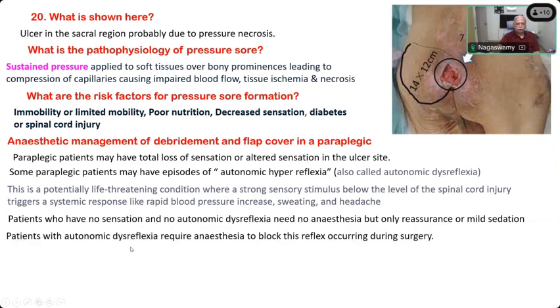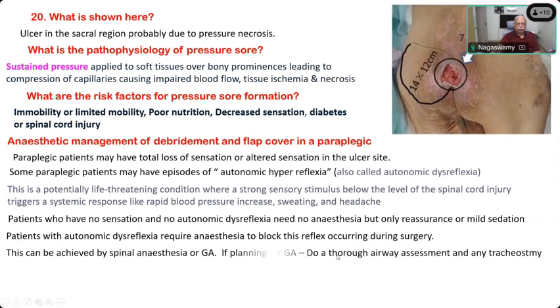But patients with autonomic dysreflexia, with a history of a sudden rise in blood pressure, headache, sweating episodes, they require anesthesia to block this reflex, which can occur during surgery. So this can be achieved by spinal subarachnoid block. You may be wondering, already patient is paraplegic. Is it safe to give spinal? Yes, you can give a spinal subarachnoid block even in a paraplegic patient to block mainly the autonomic dysreflexia. And if the patient is apprehensive and not willing for spinal, you have to go for GA.